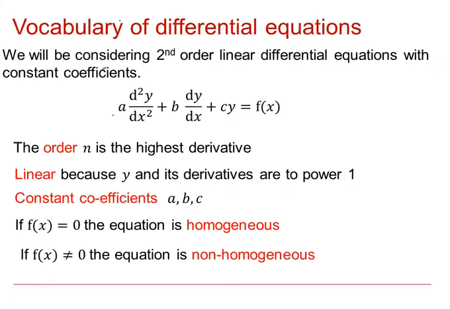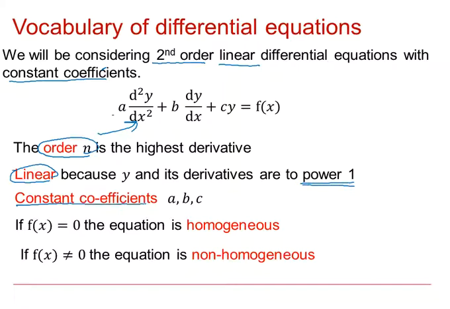In this video we will be considering second order linear differential equations with constant coefficients, such as this example here: a d²y/dx² + b dy/dx + cy = f(x). The order is the highest derivative which is used. Linear is because the y term and its derivatives all have a power of 1, and the constant coefficients are fairly obviously a, b and c.